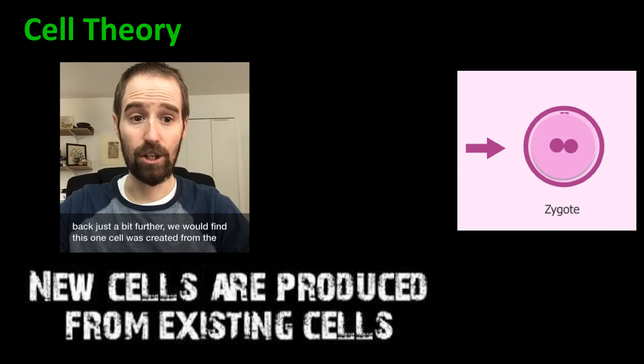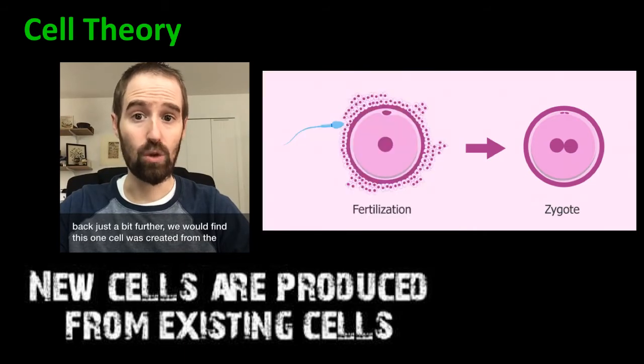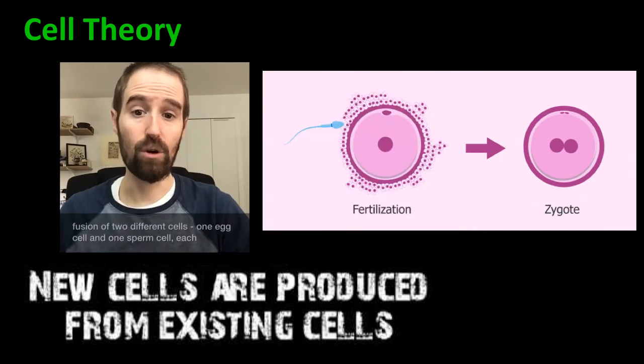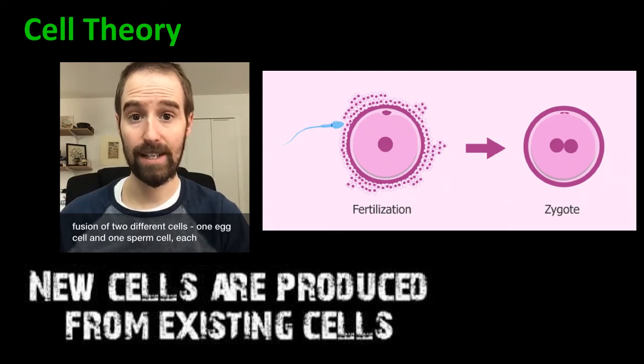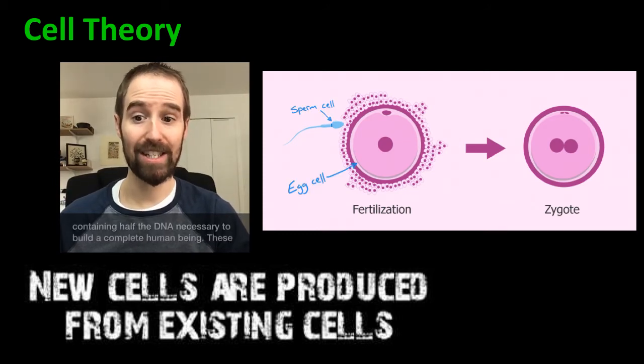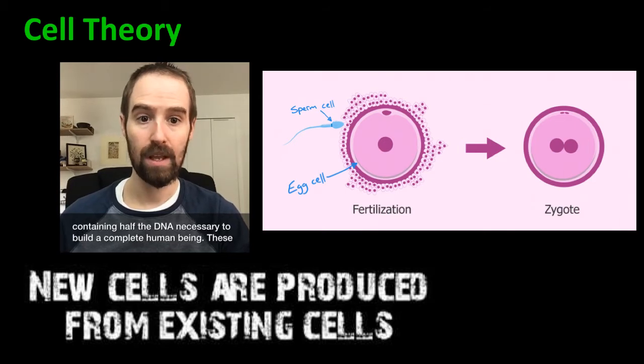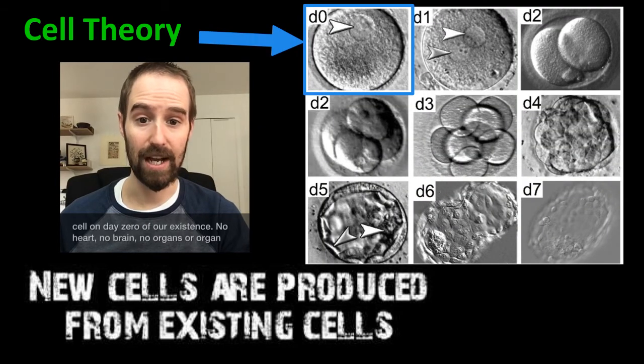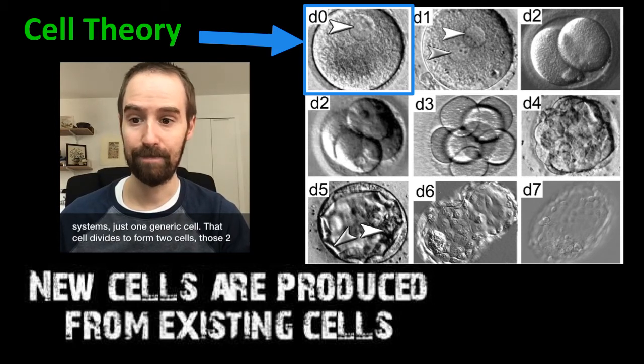If we go back just a bit further, we would find that this one cell was created from the fusion of two different cells, one egg cell and one sperm cell, each containing half the DNA necessary to build a complete human being. These two cells fuse to form one complete cell, called a zygote, and this is the cell on day 0 of our existence. No heart, no brain, no organs, or organ systems, just one generic cell.